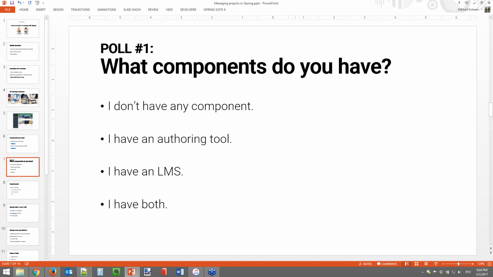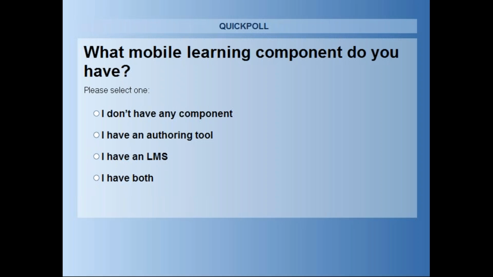What components do you have? It's a very important question before we start, because I need to know my audience and slightly adapt my story to fit most of you guys. Yeah, so I have launched the poll question right now. So if you guys can quickly take a vote and choose what you have. You may have an authoring tool or an LMS, or you might not have any of these. So it's okay for any case.